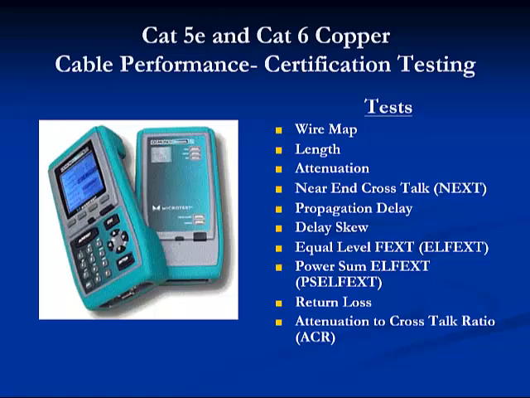Certification performance testing of Category 5E and Category 6 copper unshielded twisted pair cable involves sophisticated cable testing instruments to perform the following tests. First, wire map to check connections. Then length, attenuation, near-end crosstalk, propagation delay, delay skew, equal level far-end crosstalk, power sum equal level far-end crosstalk, return loss, and finally attenuation to crosstalk ratio, or ACR.